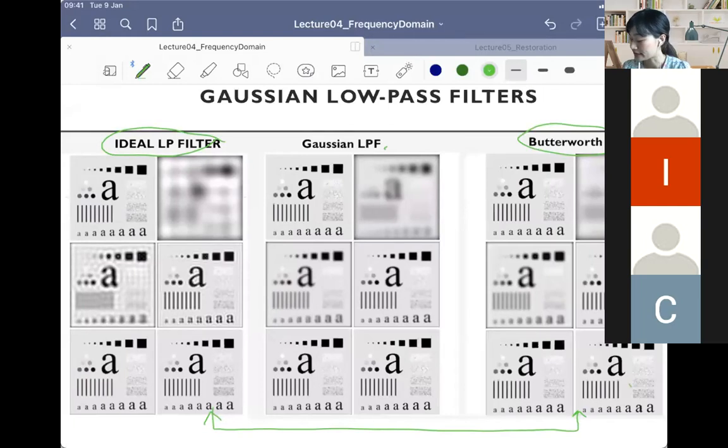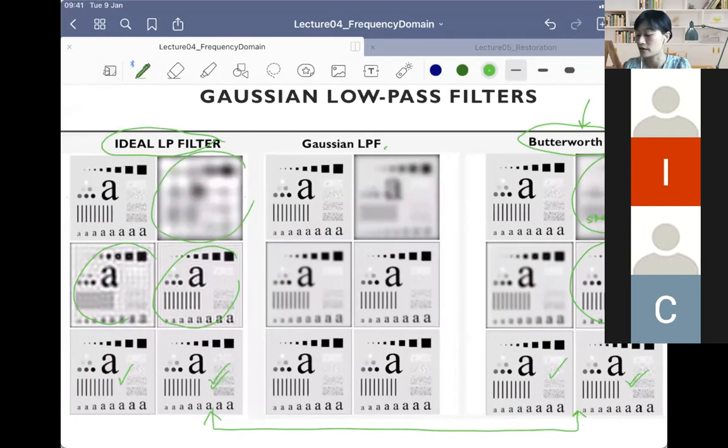For the high frequency, it's quite similar. I mean, when the cutoff frequency is high, the results are quite similar. You don't see anything different. But when the cutoff frequency is smaller, you see that the image result from the Butterworth low pass filter shows smoother, right? Smoother in texture compared to the ideal low pass filter.